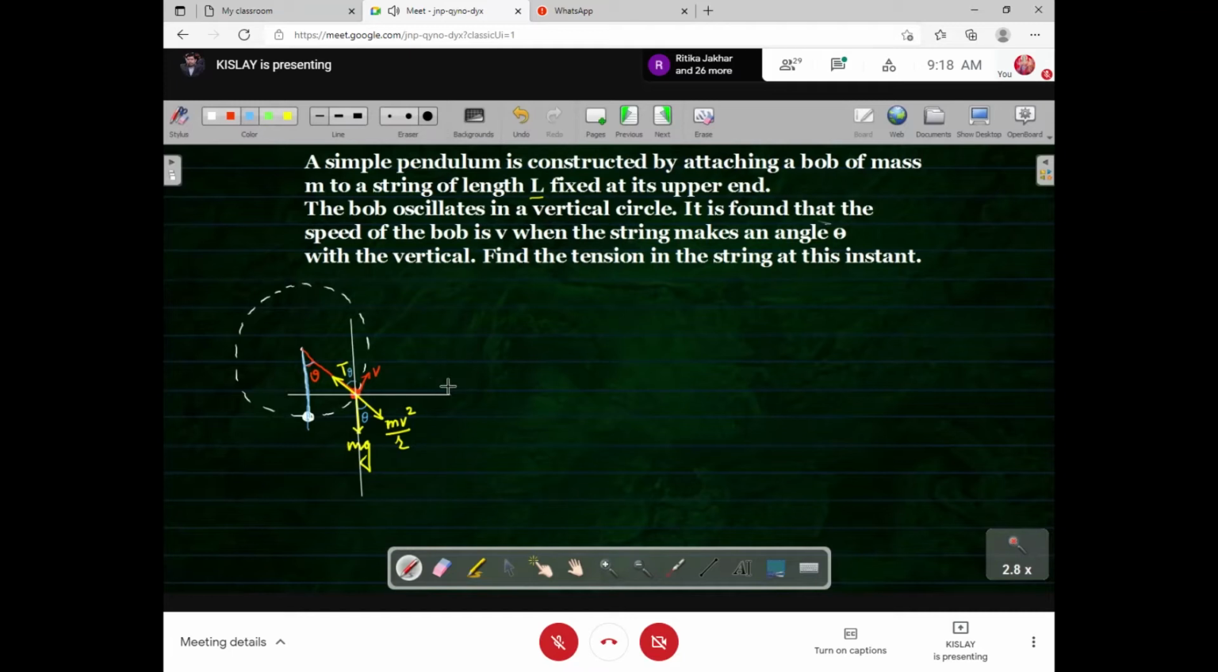Component of mv square upon r in this direction is mv square upon r sin theta. And in this direction it is mv square upon r cos theta. I hope it is clear to all. Is it clear, Vijay? Again, we have to resolve the component of tension. In this direction it is T cos theta, and in this direction it is T sin theta.